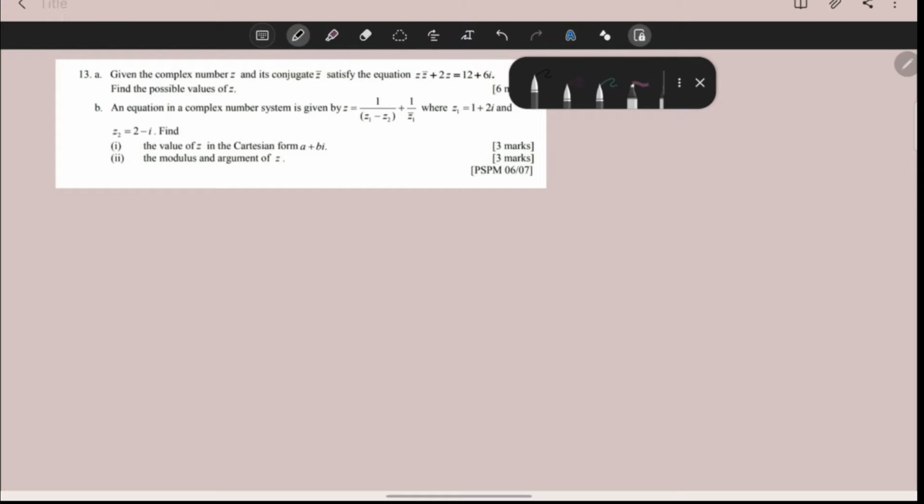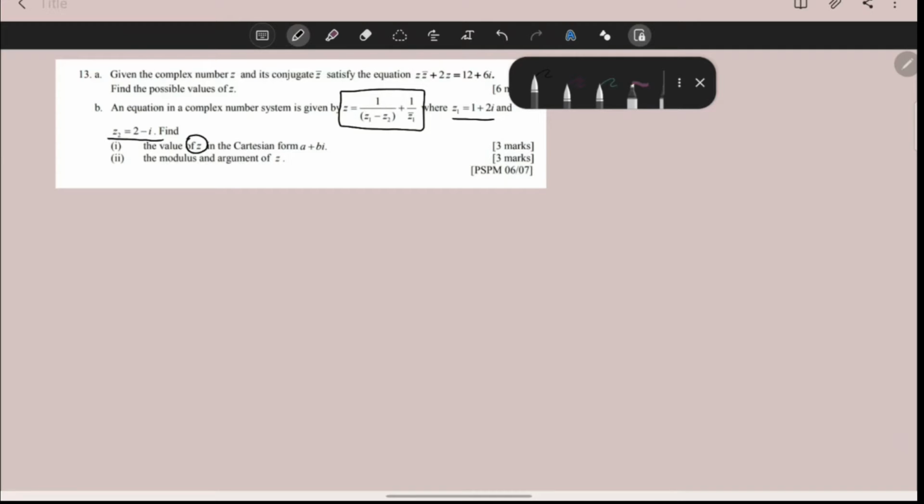Okay, let us answer 13b. An equation in a complex number system is given by this. You need to look carefully at where the z and the z bar are. We are given that z1 is this one and z2 is this one. So you have to use them. And then I ask you to find, the first one, the value of z.